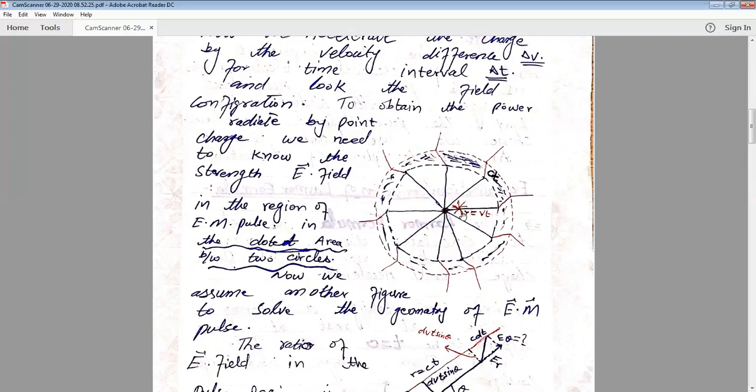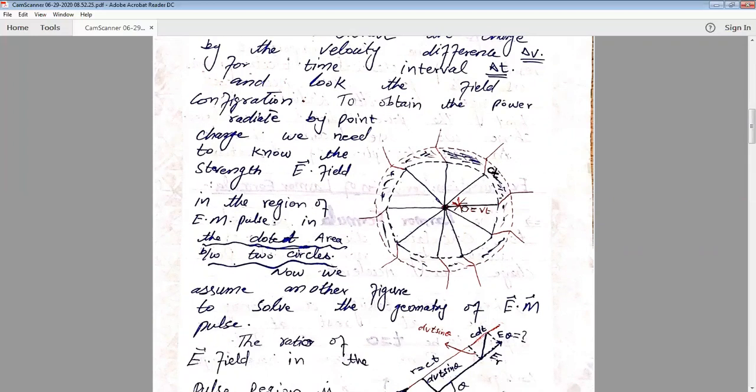Here r is the radius of the inner circle. Now see that r is equal to vt. The electric field line generated from the origin moves with velocity v in the time interval t, then we know that the distance formula s is equal to vt, which means r is equal to vt.